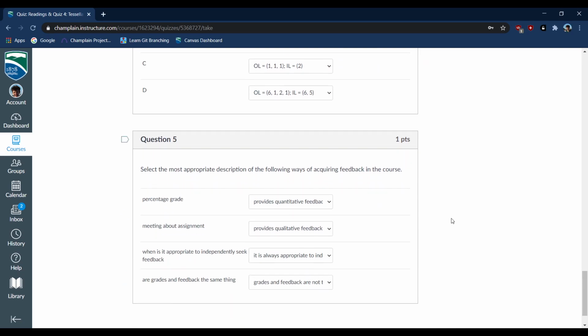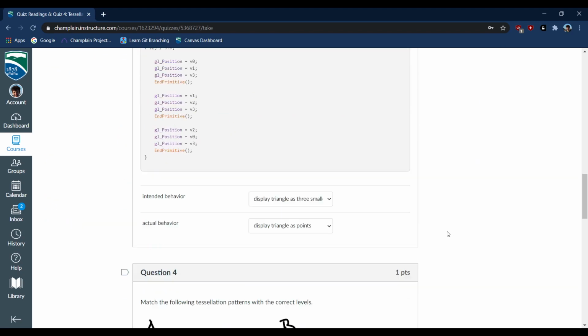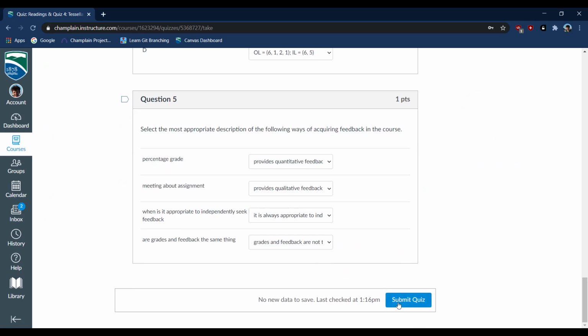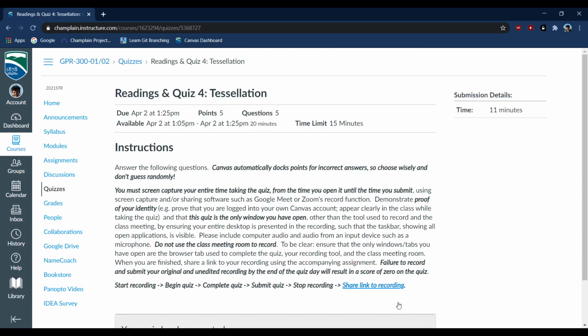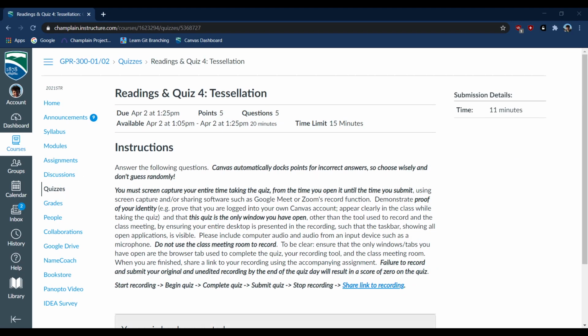And then quantitative and qualitative is always appropriate, and grades and feedback are not the same thing. So that's what I would say. I think that's probably as good as we're going to get. Great. So there's my quiz.